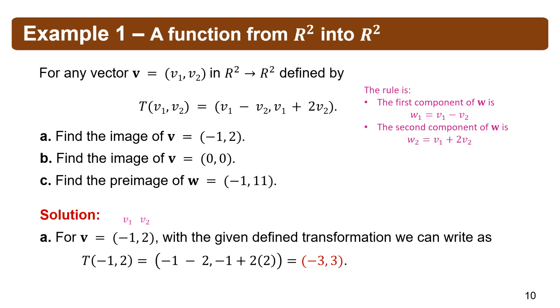So this is -1 for v1, minus, because the rule is minus the second component, which is equal to 2. And for the second component, v1, the first, -1, plus twice the second component, so times 2. So this will give you -3, and the second gives us -1 plus 4, which is equal to 3. So the image of v, (-1, 2), is (-3, 3).